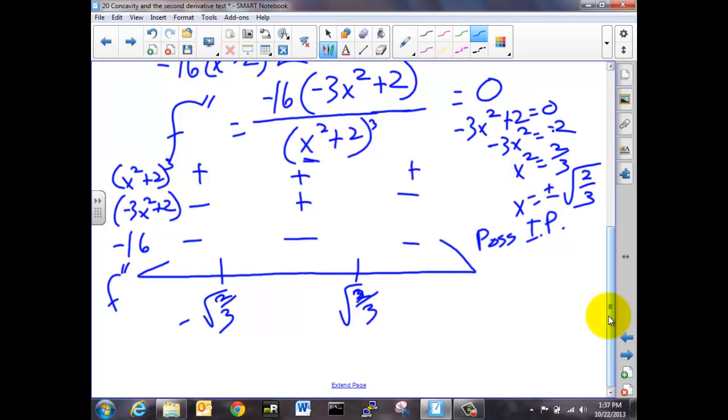Now, what's the sign of the whole derivative for this area below negative root 2/3? Positive. Because negative times positive makes it positive. What about for the middle ground between those two? Negative. What about in here? Positive.